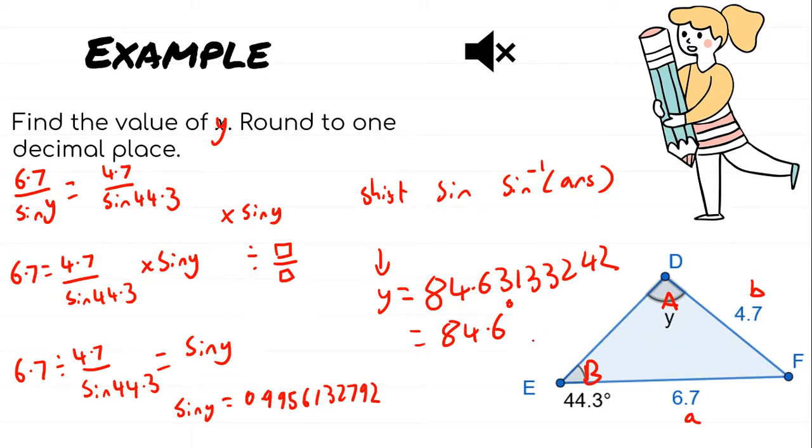Again, check that it makes sense. Does this angle look like it could be 84.6? Well, yes, it looks almost like a right angle, so it should be something close to 90 degrees. It's not actually 90, it's just a bit less. So that seems to make sense to us. And again, we can check our answer there, and indeed, it is 84.6.